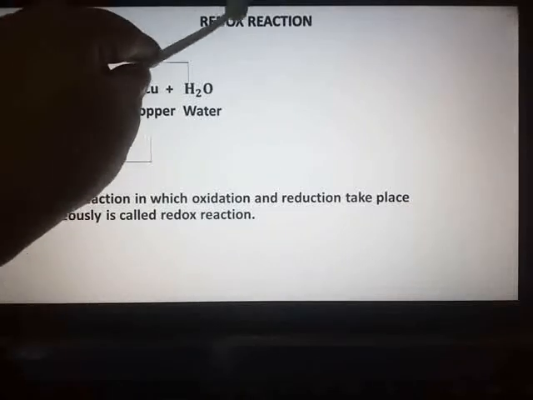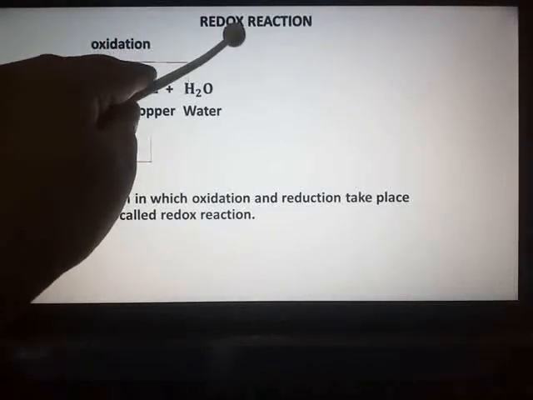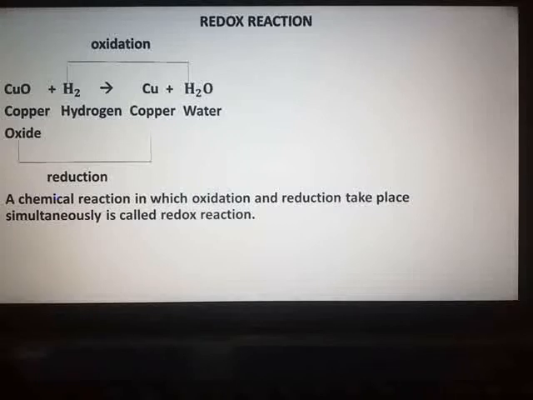Redox, the word again is telling you reduction and oxidation taking place together. So the name is redox reaction. Here you can see one example. Copper oxide combines with hydrogen, forming copper and water.